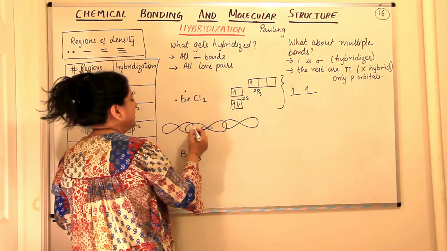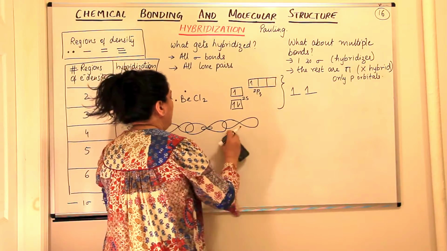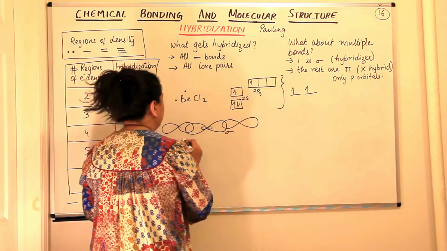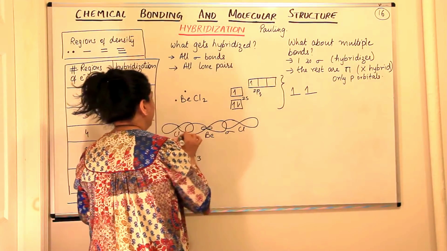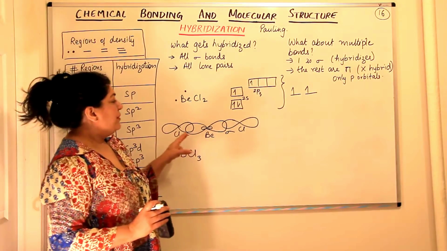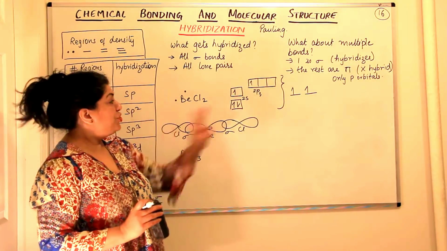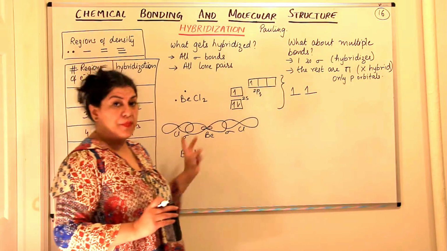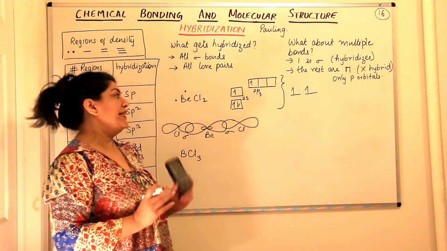So they are present like this, and then you have two of these orbitals from chlorine, that is the p orbitals. The area of overlap is here. One sigma bond is here and one sigma bond is here. This is beryllium, this is chlorine, and this is chlorine, right? So this results in the formation of BeCl2, where two hybrid orbitals participated, and BeCl2 is linear in shape.